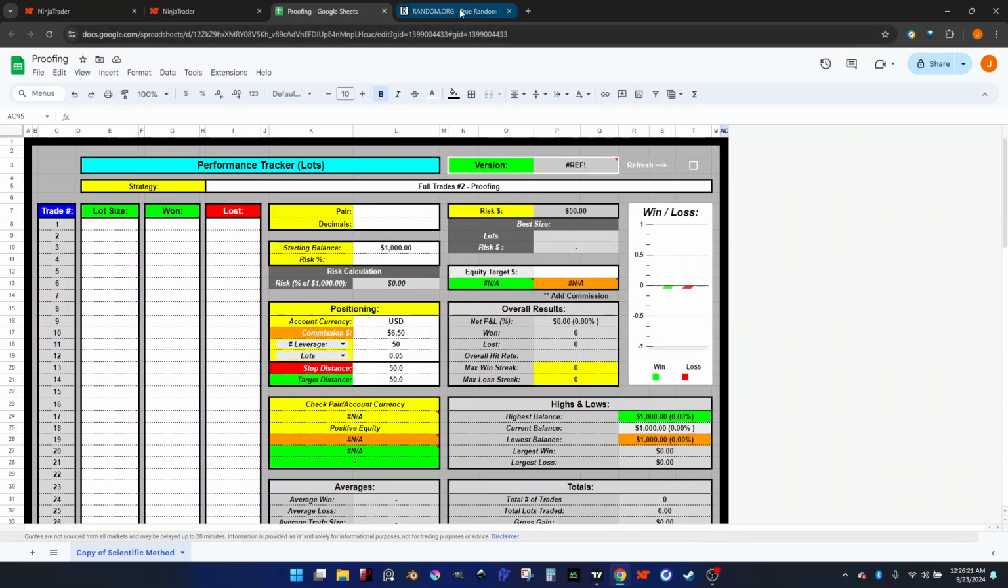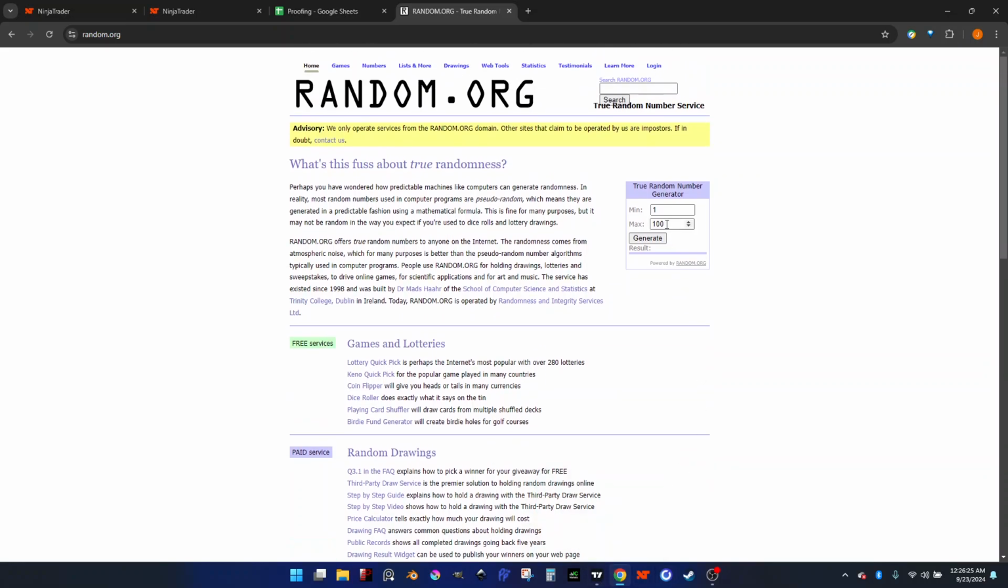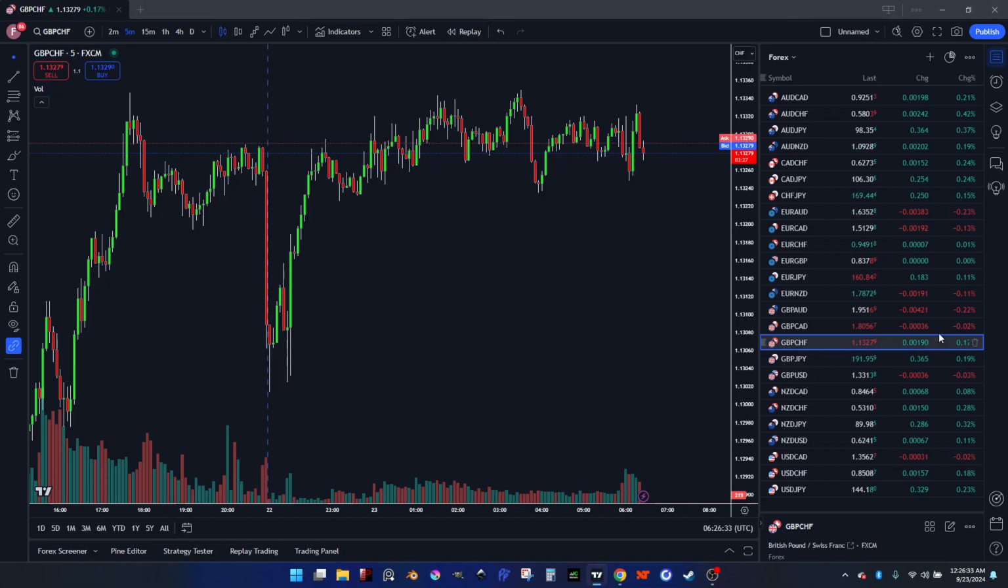So let's go ahead and get into the trading. I've got random.org pulled up. We are going to work with the 25 Forex pairs. And it says number 8. So what I have is a list of all the pairs. And we are going to do pair number 8. 1, 2, 3, 4, 5, 6, 7, 8.